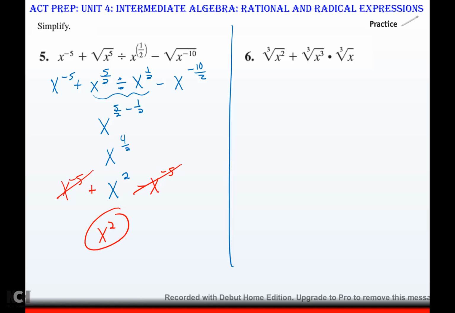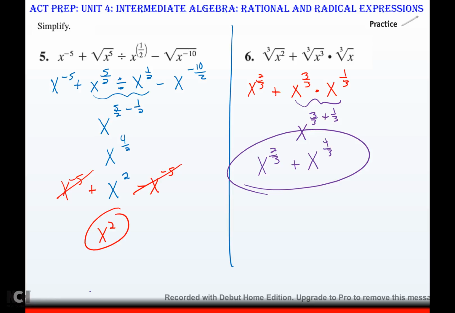All right, on 6, get out of the radicals. So I'm going to have x to the 2 thirds plus x to the 3 thirds times x to the 1 third. Okay, I've got to multiply first. So that's going to be x to the 3 thirds plus 1 third, which is x to the 4 thirds plus x to the 2 thirds. And that's as much as I can do. So we are done.